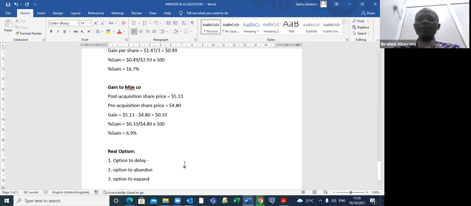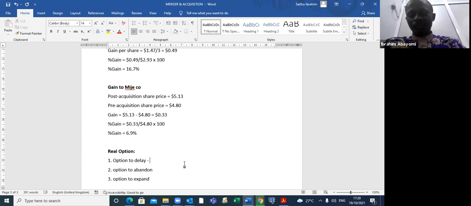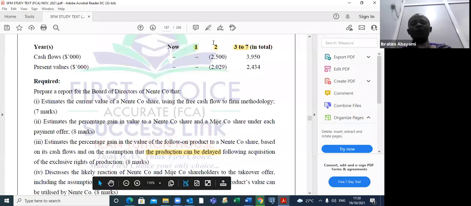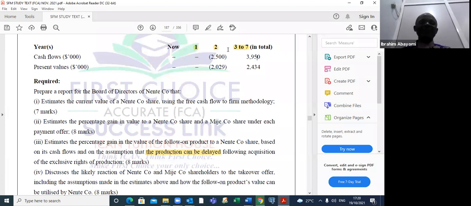Now, what do we mean by option to delay? Option to delay is where you want to undertake a project, but you have the option to delay the commencement of the project for a number of years. Just like we have it in this question. In this question, we can start this project in year 1, but we have the option to delay it for 2 years. If you are delaying it for 2 years, it means the project is starting in year 3. And it will now run from year 3 to year 7.